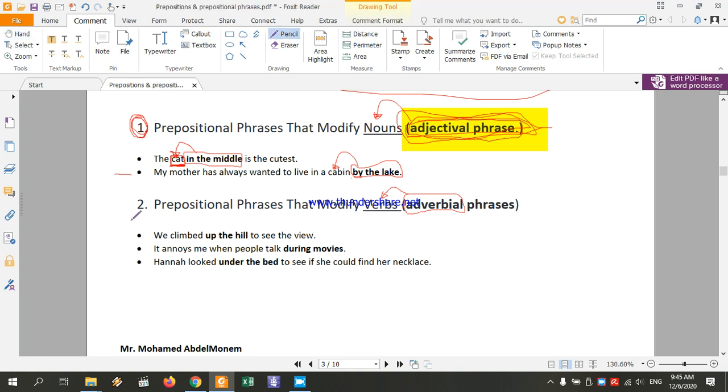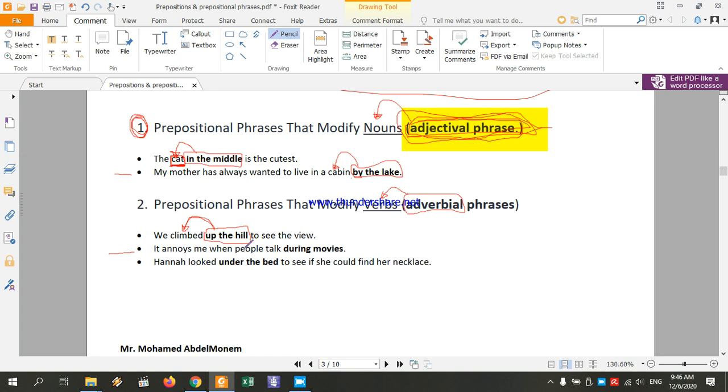Second, let's read the examples. We climbed up the hill to see the view. Here's our prepositional phrase. What's it used for? It's used to modify or describe the verb climb. The speaker is saying that they climbed up the hill, not up the tree. We can ask, did they climb up the tree? And you can answer, no, they climbed up the hill to see the view. So the prepositional phrase up the hill is used to modify the verb.